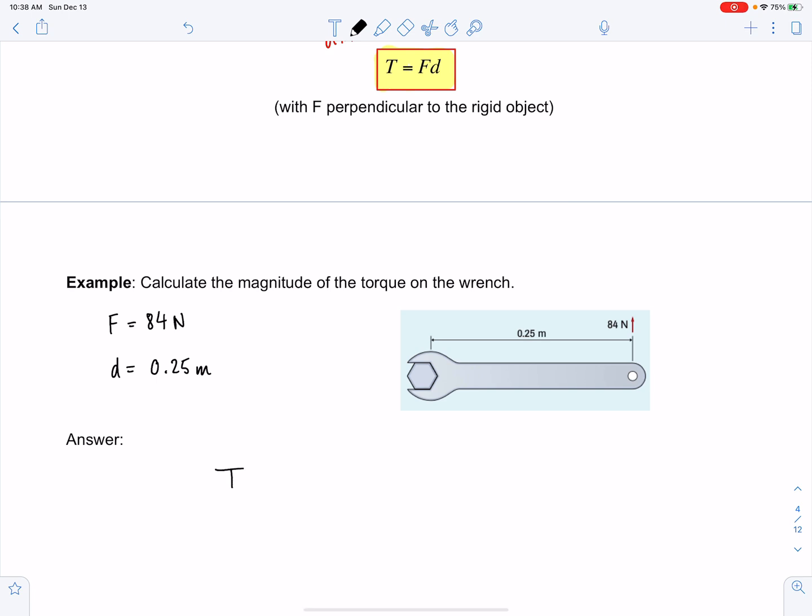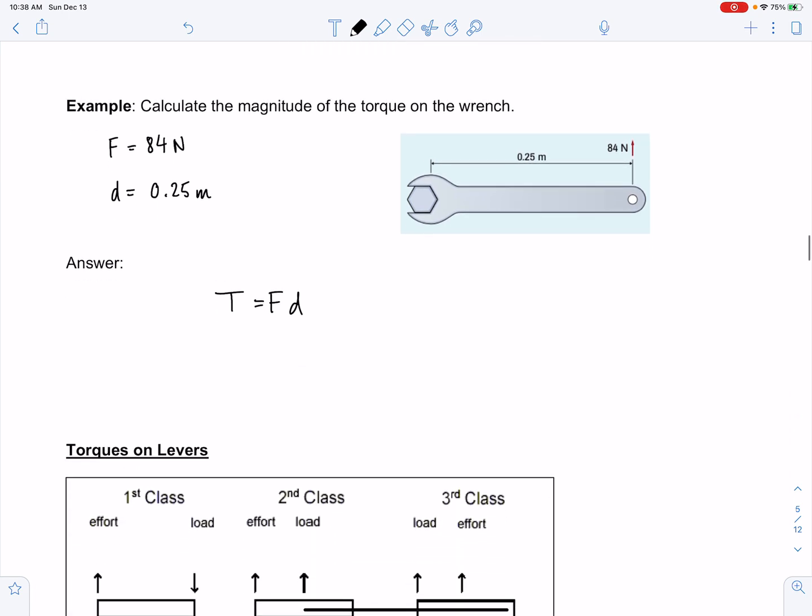In order to calculate the torque, we'll use the equation torque is equal to force times distance. So we have 84 newtons times 0.25 meters. If we punch this into our calculator, we end up with 21 Newton meters. You can put a little dot in there, or you can omit the dot and just write 21 Newton meters. You'll see both in different texts.